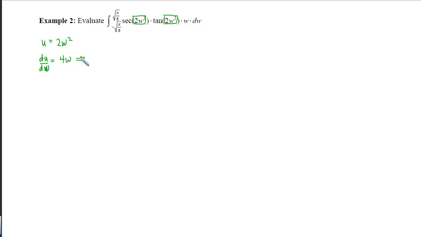So if I isolate dw, I'll have du over 4w, and that w is going to cancel this one, so I know I've made a good choice. If I am to replace everything that's in a green box with things involving u and leave everything else the same, then we see that we'll have a u here, and a du over 4w. The w's, which were the original letters, will vanish, and everything left inside will involve only u's.